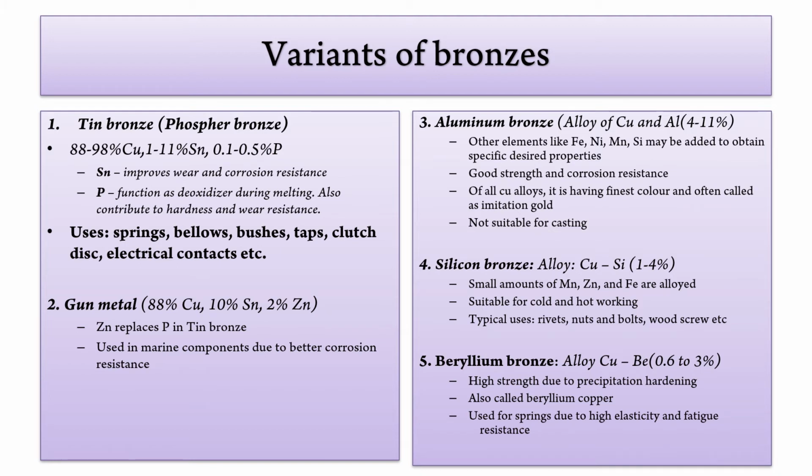Then we have beryllium bronze. That's an alloy of copper and beryllium. Beryllium is 0.6 to 3%. It has high strength due to precipitation hardening. We have studied what precipitation hardening is in the previous module. It is also known as beryllium copper. It is used for springs due to its high elasticity and fatigue resistance.